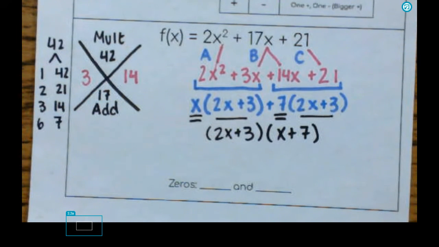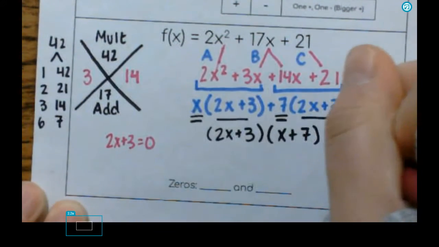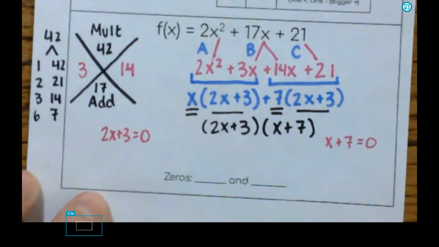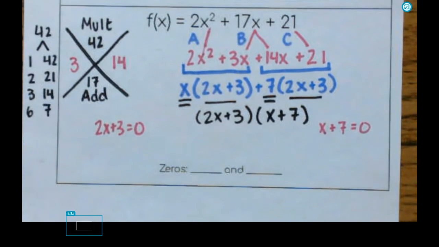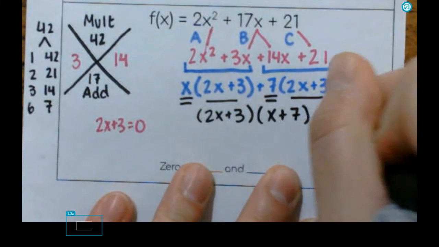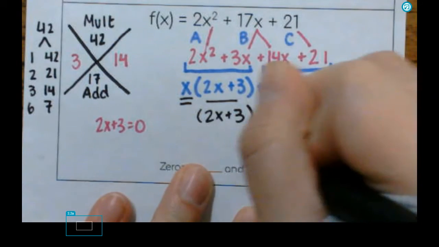So we're going to set 2x plus 3 equal to 0, and we're going to set x plus 7 equal to 0. So I'm going to write down 2x plus 3 equals 0 right here. I'm going to write x plus 7 equals 0 right here. Once we get to this point on these problems, the equations sometimes are going to be easy to solve, sometimes they're going to be a little bit more work. Let's do that x plus 7 one first, because that one's going to be easier to solve. So to get x by itself, we'll subtract 7 from both sides, and we'll get x equals negative 7. So that's my first answer, is that x equals negative 7.